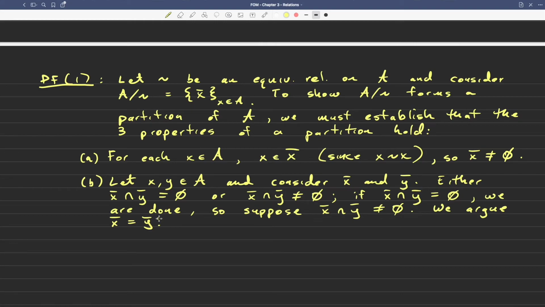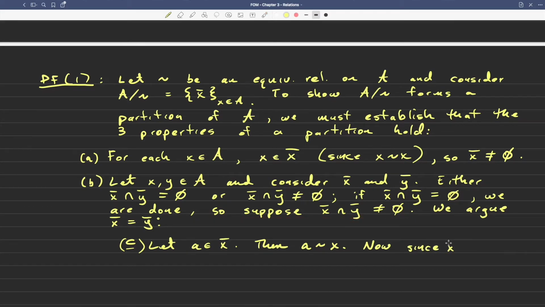How do we argue two sets are equal? Well, we can do it by double containment, or we can do it by wrangling with the definition of the set. I think I'll do a double containment argument here. So let's say little a is in x bar. Then all that means is that a is equivalent to x. Now, by our hypothesis, we're supposing that x bar intersect y bar does not equal the empty set. So let's make use of that.